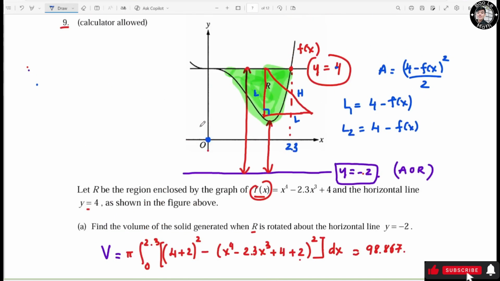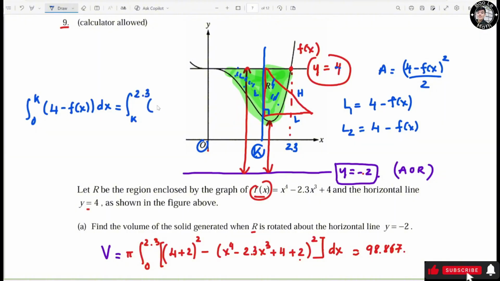So suppose the line s equals k is right here. That means the area of this region from 0 to k equals the area of this region from k to 2.3. So we just set up two integrals. The first equals the integral from k to 2.3 of 4 subtract f of s ds.